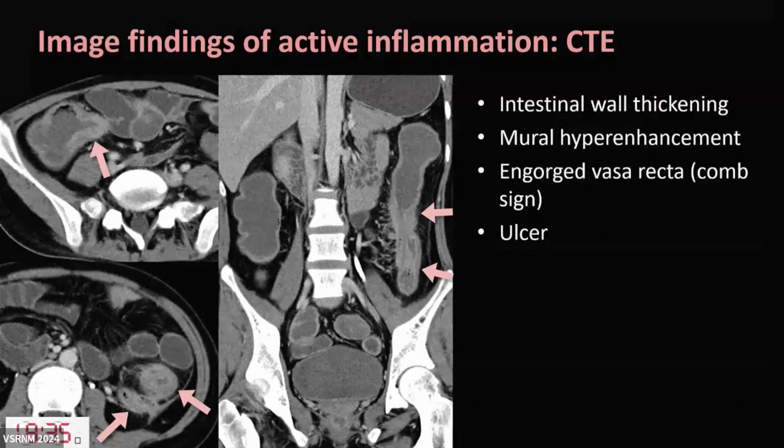And for the imaging findings of active inflammation on CT enterography, we can see segmental intestinal wall thickening, such as this one at the terminal ileum and the descending colon, and there will be mural hyperenhancement and an engorged vasa recta. These are the engorged vessels on the mesentery. It's called the comb sign. And we may also see ulcers. This is defined as defects at the intraluminal side of the intestinal wall.